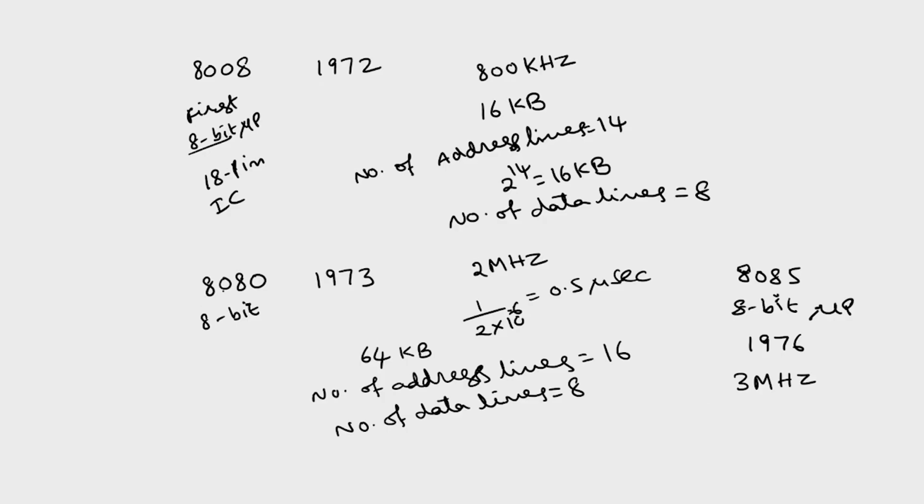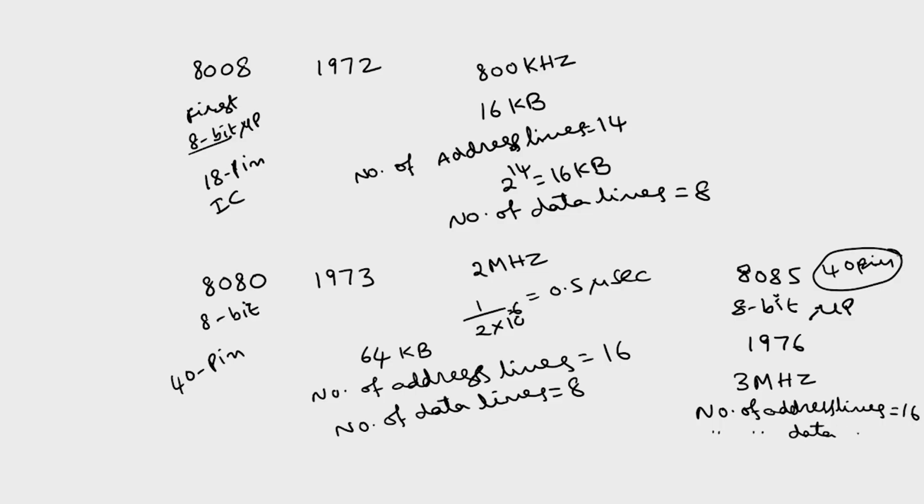So all these, 8080 and 8085, are 40 pin devices. The number of address lines and data lines are the same; the number of data lines will be 8. So the only difference is that the speed of 8085 is more when compared with 8080.